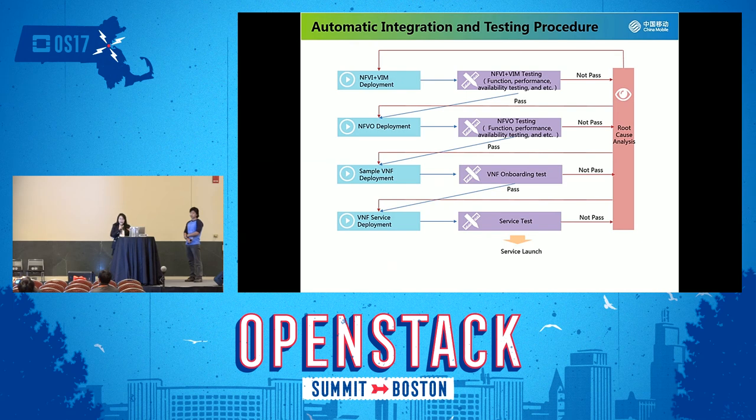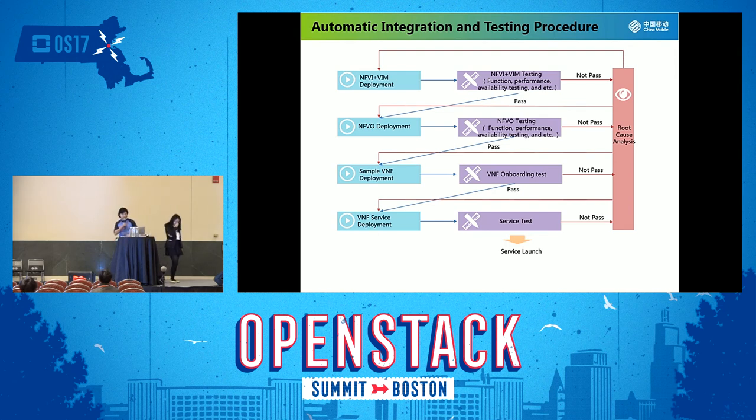So the basic procedure is like this: we first have the NFVI plus VM deployed and tested, and then we will have the orchestrator deployed and tested, and then we will have a sample VNF deployed and do the onboarding test to make sure that the network, compute, and storage are all okay. Finally, we will have the VNFs and the actual service testing running on the system, and finally the service is successfully launched. I will give the rest of the time to Leo to give more details of the open source tools we're using and show the demo.